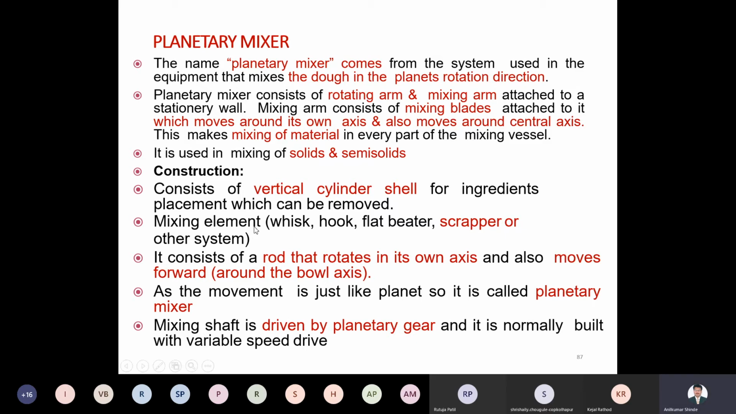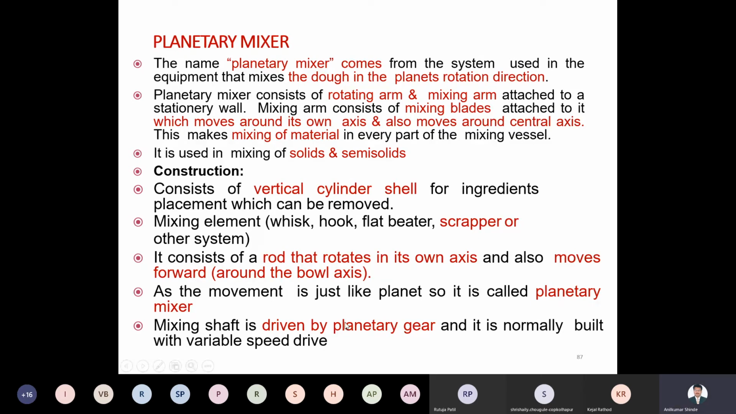So, the mixing element. The highest mixing should be possible inside the planetary mixer. You can use different types of attachments: a whisk, a hook, a flat beater, or a scraper. Why is a scraper required? Because some material sticks to the wall of the container. The stuck material we can scrape off with the help of the scraper. Understand? So this is a mixing element we can attach inside, and proper mixing is possible.